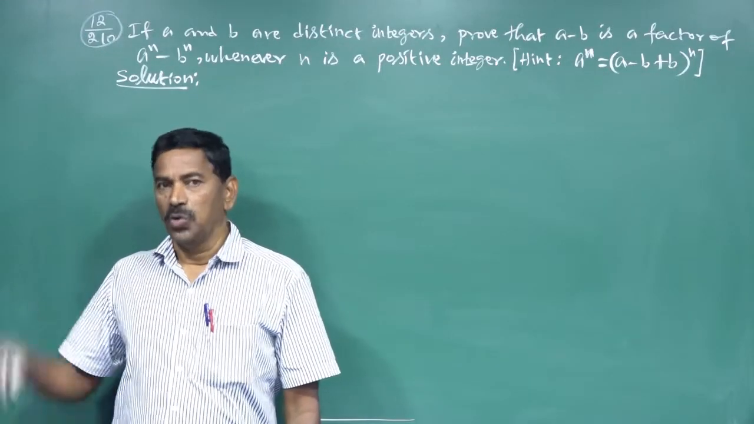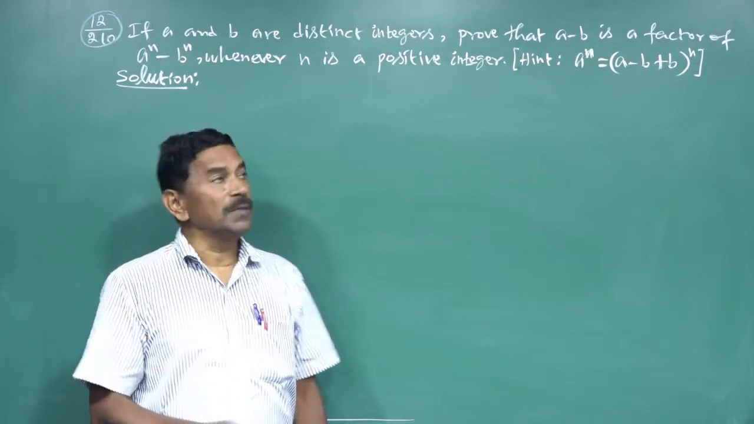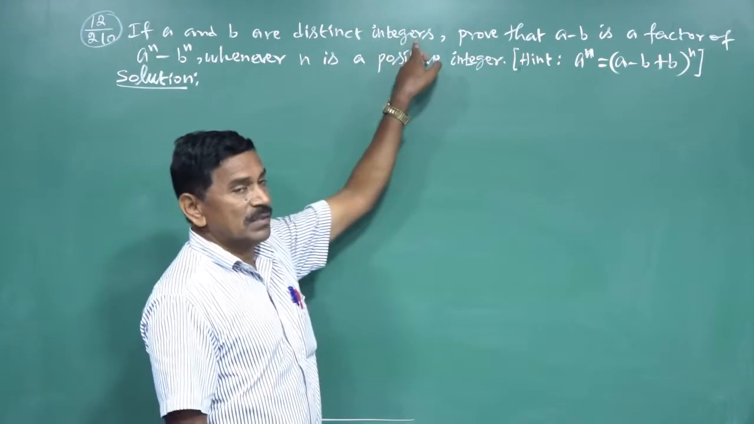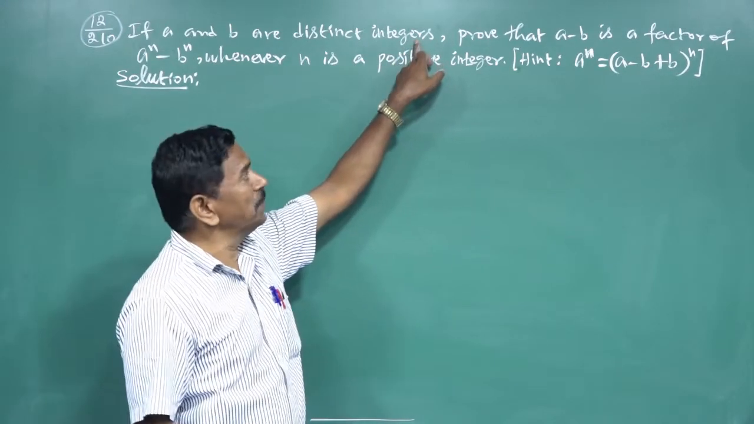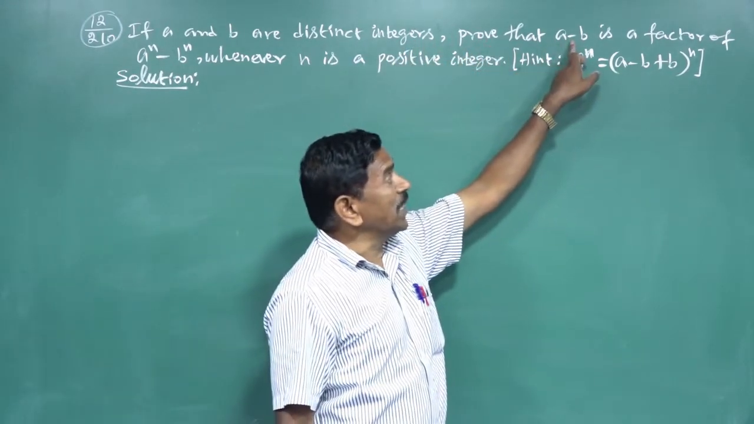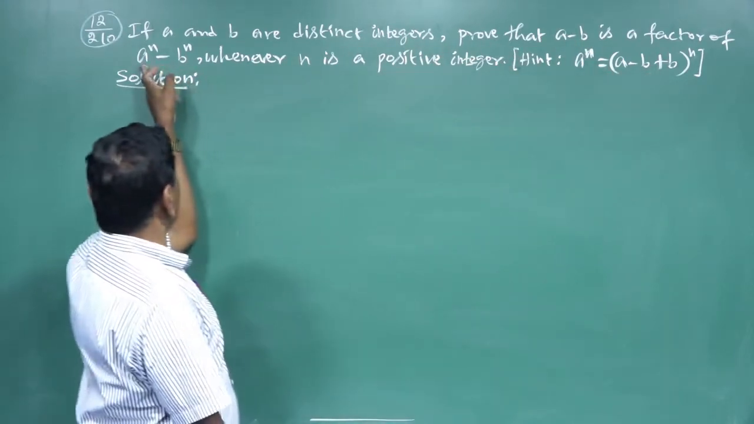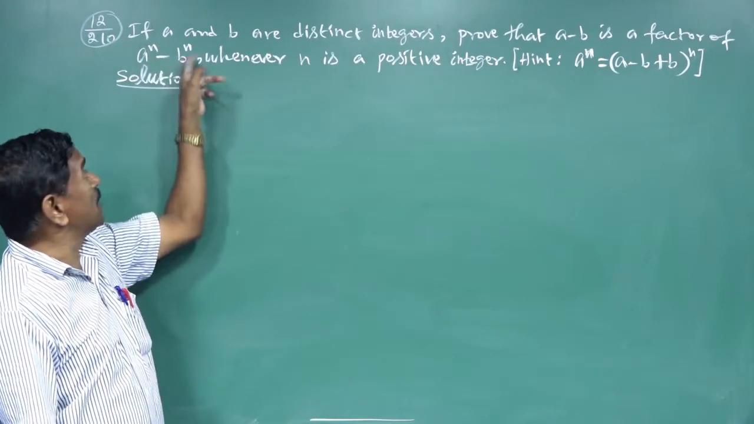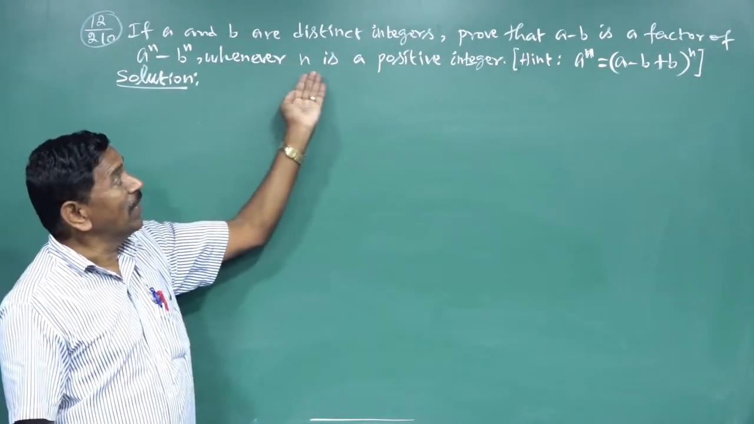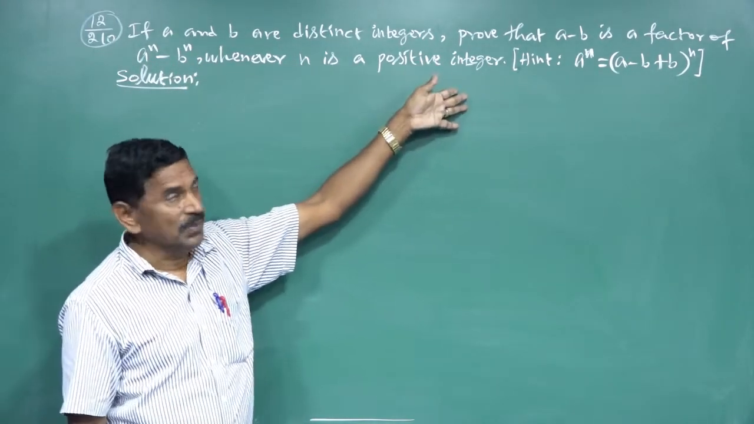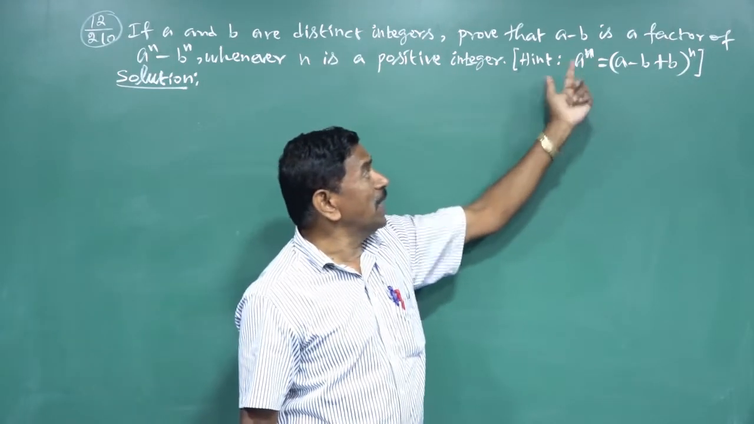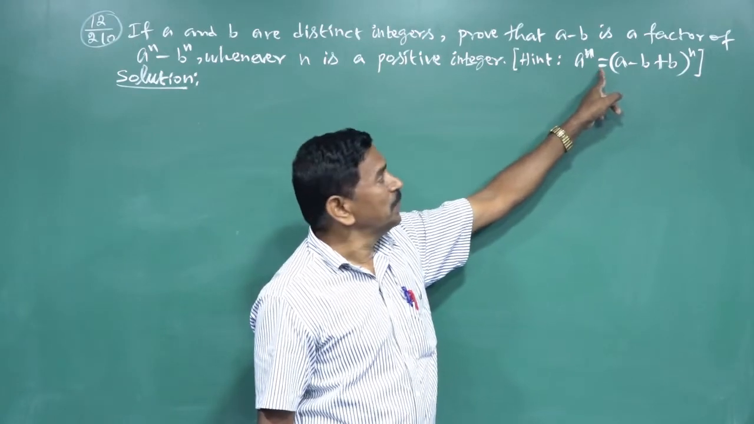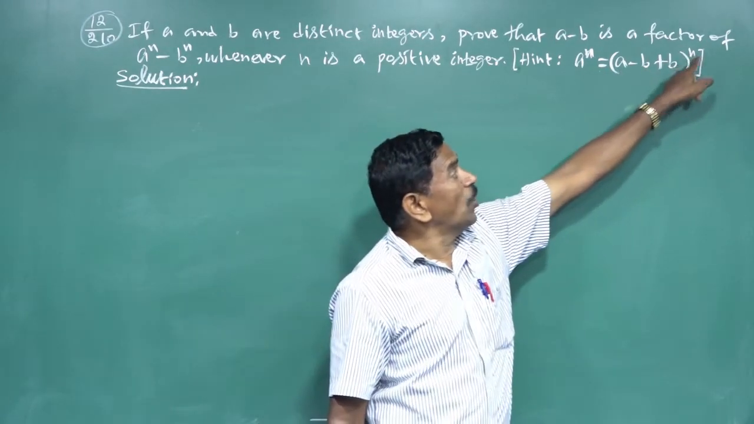Children, listen. Now, 12th question from exercise 5.1. The question is: if a and b are distinct integers, which means a is not equal to b, prove that a minus b is a factor of a power n minus b power n whenever n is a positive integer. In brackets a hint is given: a power n is equal to (a minus b plus b) the whole power n.